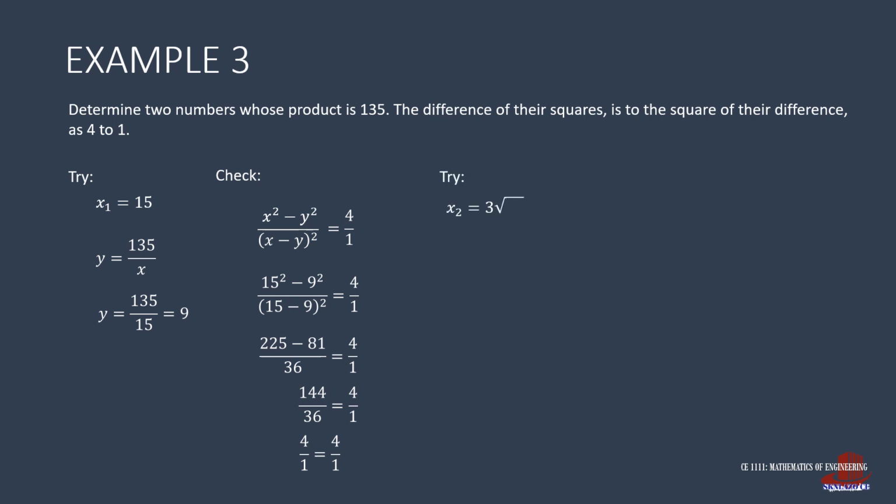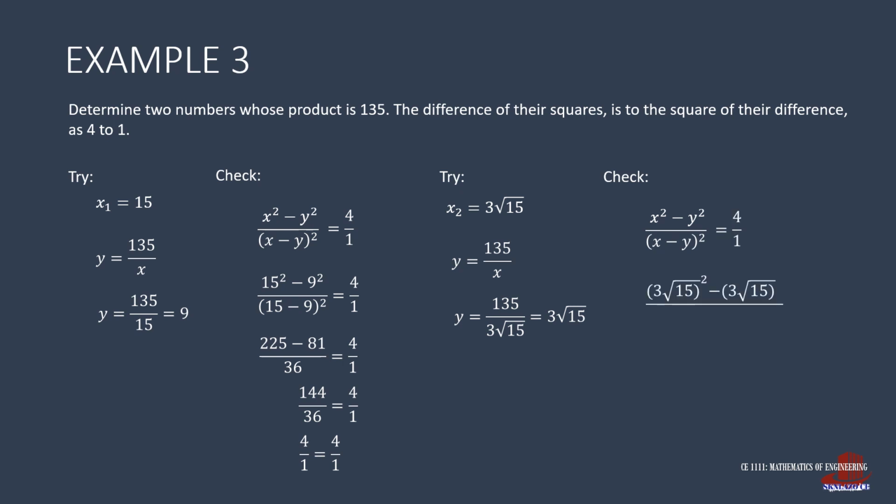Now try the second value of x as 3 root of 15. Y is then taken as 135 over 3 root of 15, which is equal to 3 root of 15 just the same. Now check the proportion and get the square of 3 root of 15 minus the square of 3 root of 15 over the square of 3 root of 15 minus the same 3 root of 15. Note that all terms in the numerator as well as denominator cancel out, which makes the proportionality false. Thus, x is taken as 15 and y is 9.